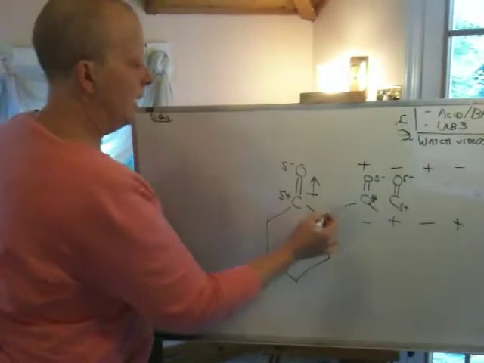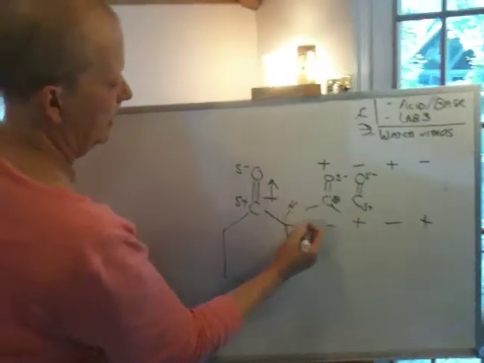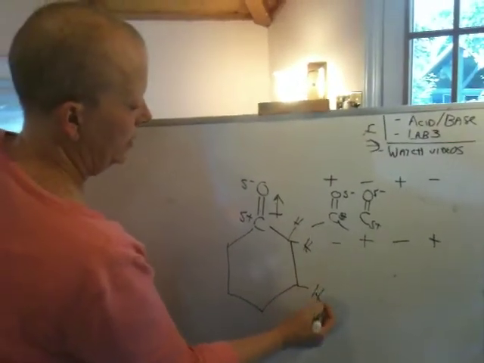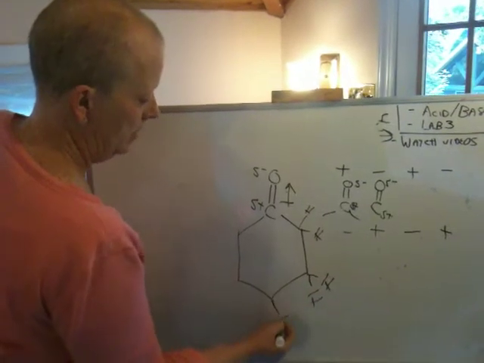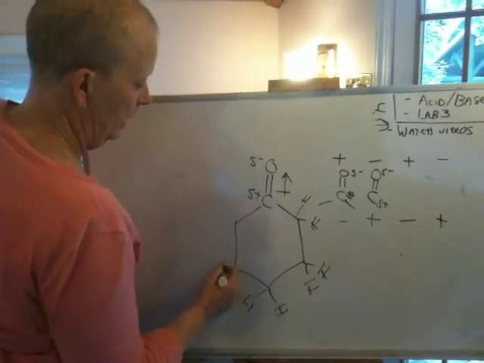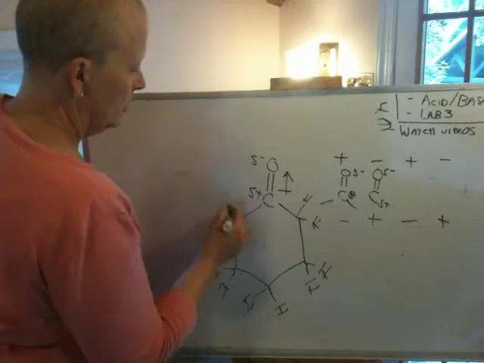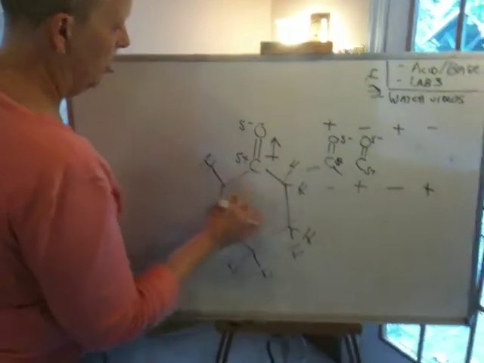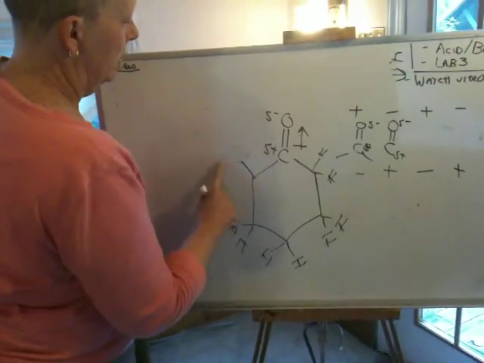Okay, so what I want you to realize is that a given molecule like this would give a lot of peaks in the infrared. So a molecule like this, let's make it a little more complicated.